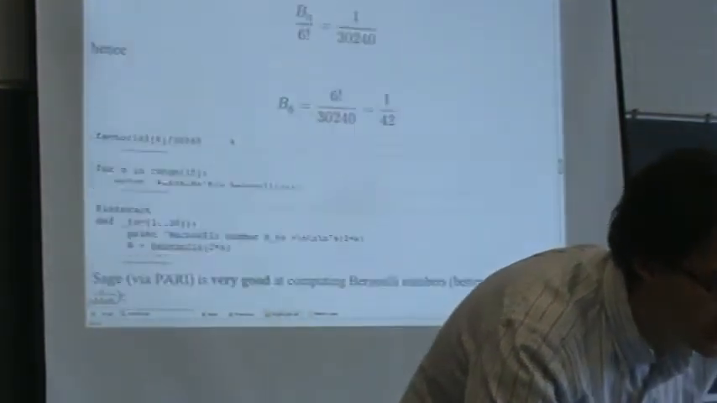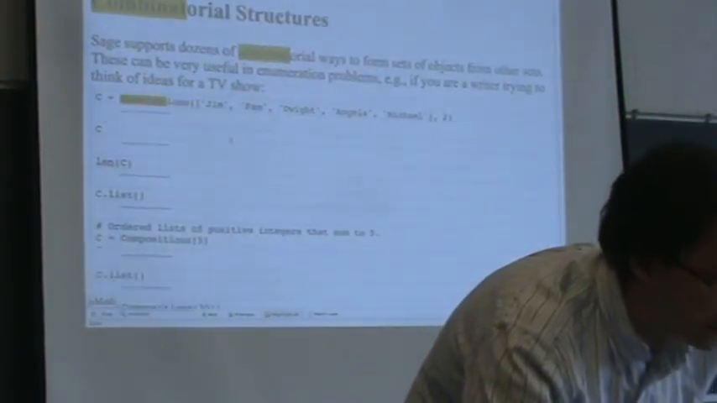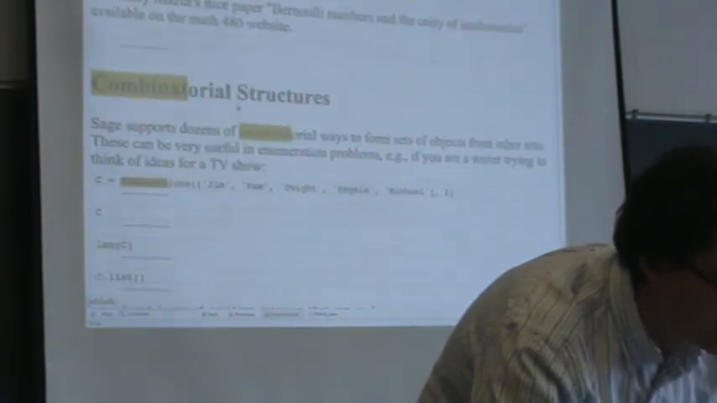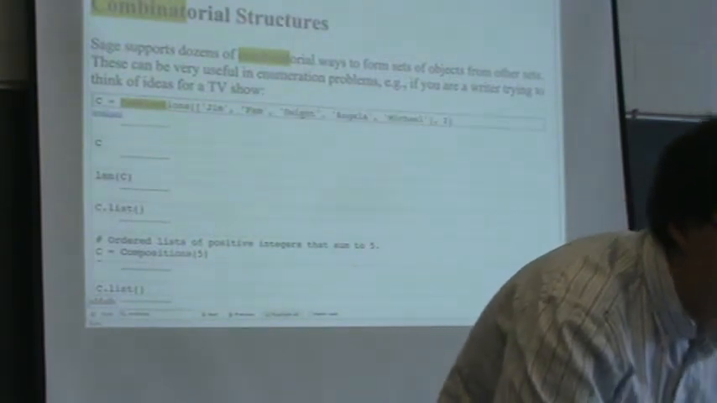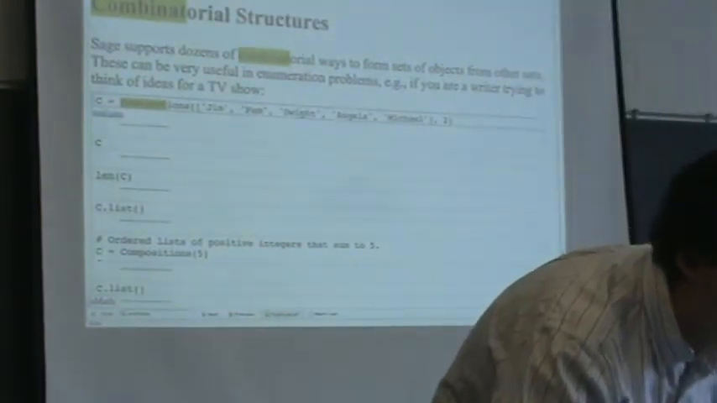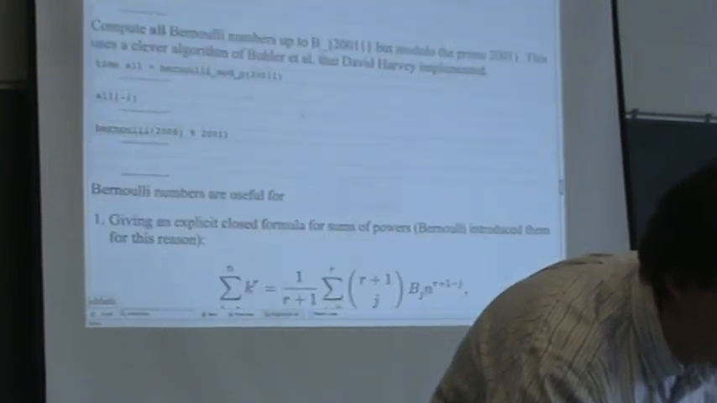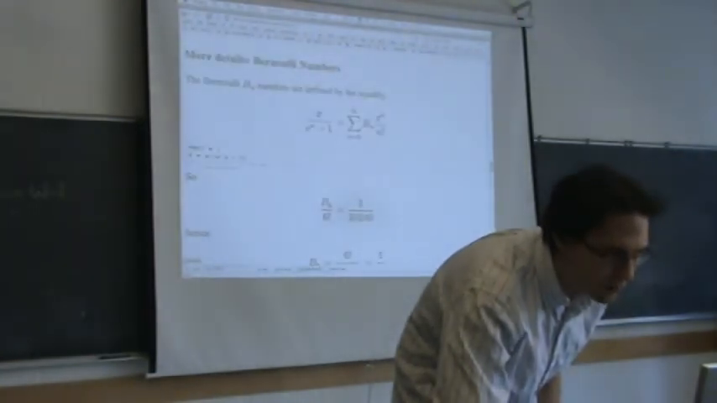And so the plan is to show you some things about Bernoulli numbers, and then we're going to start on Friday with combinatorial structures, which are very useful if you want to come up with situations for TV shows. So you take all the characters of the TV show and then choose different ways of combining them together to make a cool scene. Okay, so mainly what I'll talk about now is Bernoulli numbers. That's really the rest of today.